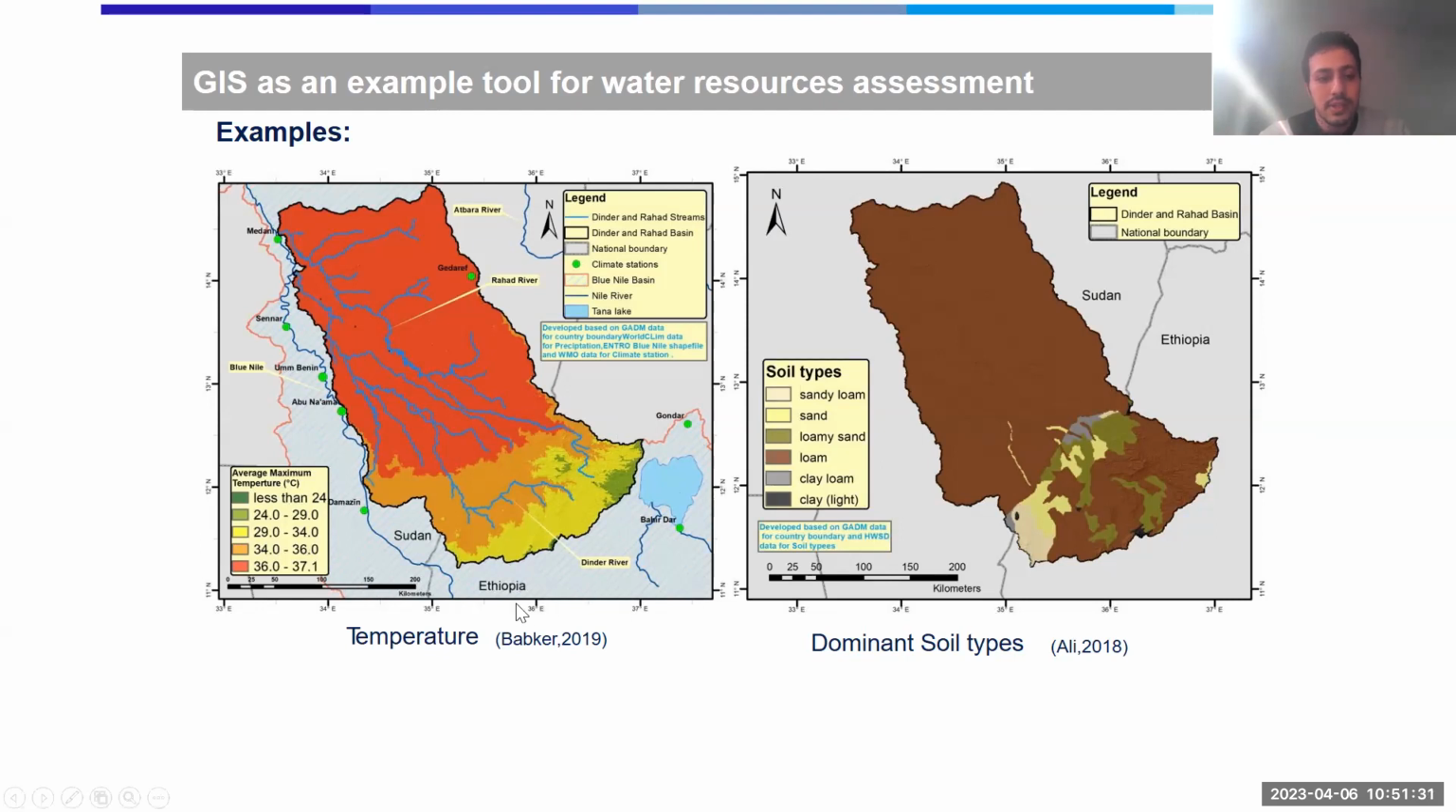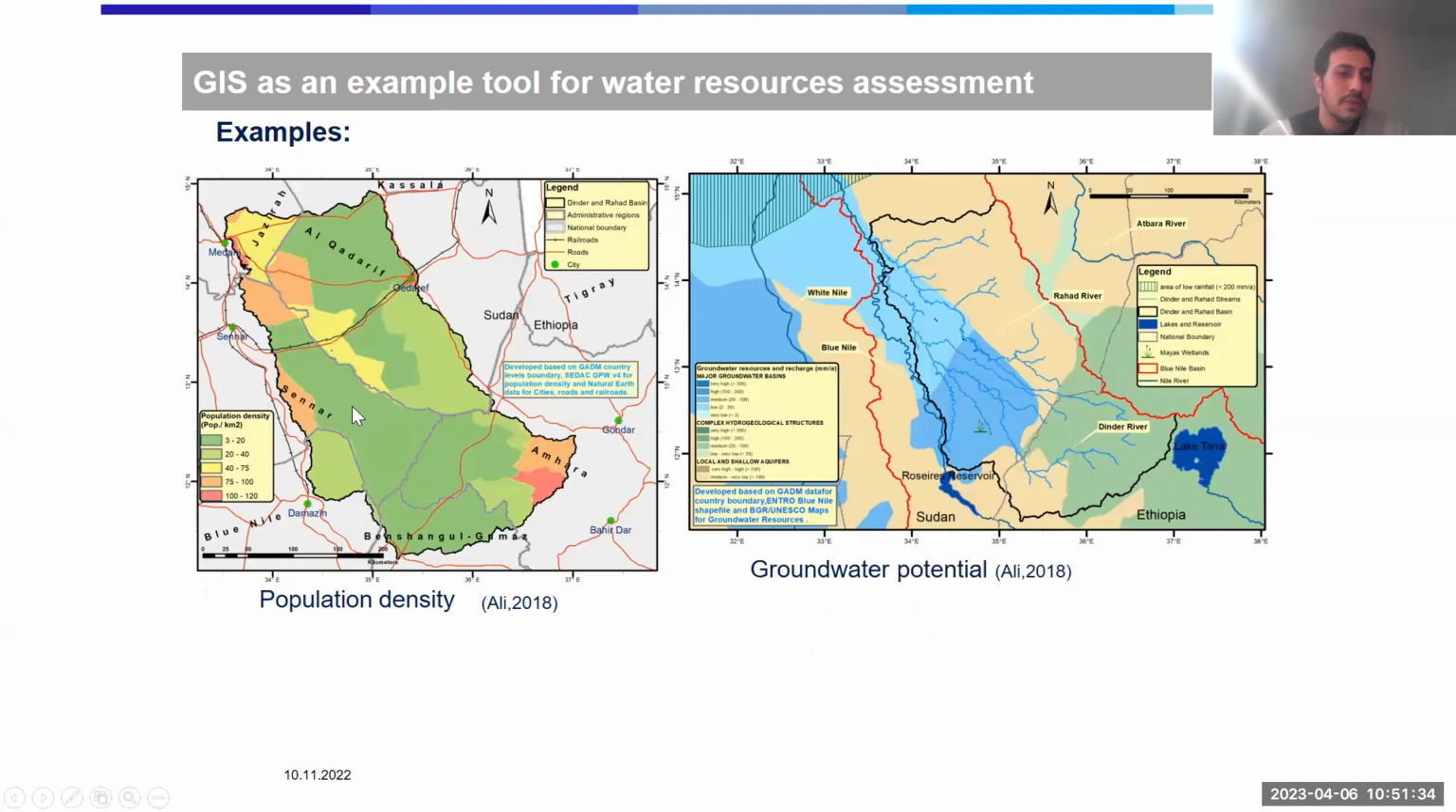So there is another example here, for example, the population density. I can understand, if I have the water infrastructure and the population density, whether the infrastructure is located in a good place or not, or whether this place is highly populated and I need more infrastructure here. Also there is a map here for groundwater potential. So this is a really powerful tool, QGIS.